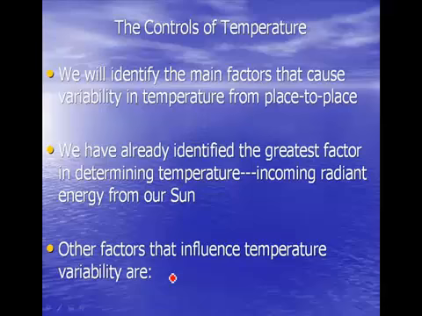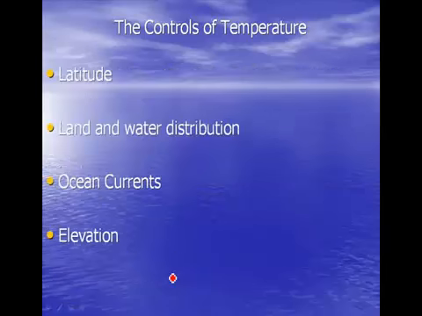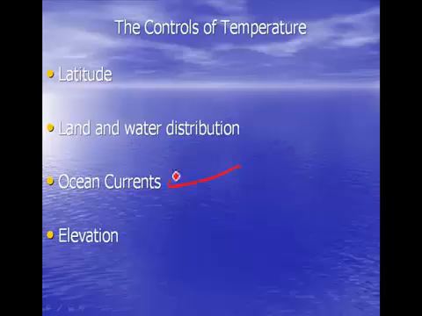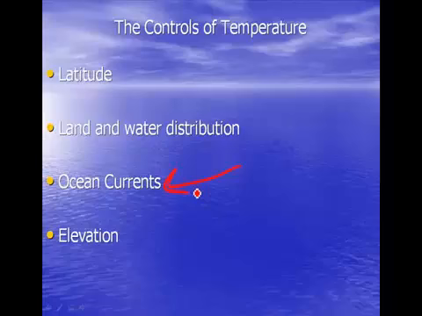We've already identified the greatest factor in determining temperature. That's the shortwave radiation coming in from the sun, but we'll also talk about other factors that influence temperature variability. First of all, the latitude that you're located at, the land and water distribution, ocean currents. Now, we haven't really talked so much about ocean currents yet. We will get into that in later chapters. But you may have heard of the Gulf Stream, which is a current of water that runs along the east coast of the U.S., typically warmer waters, which tend to influence land temperatures along the east coast of the U.S. Elevation, we'll also talk a little bit about that.